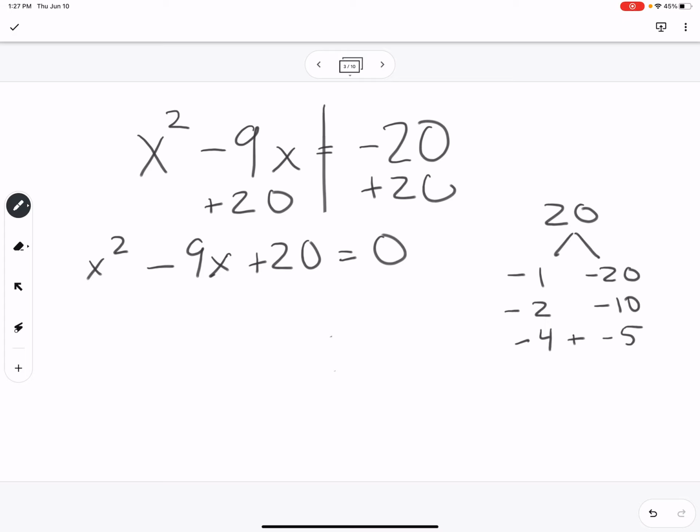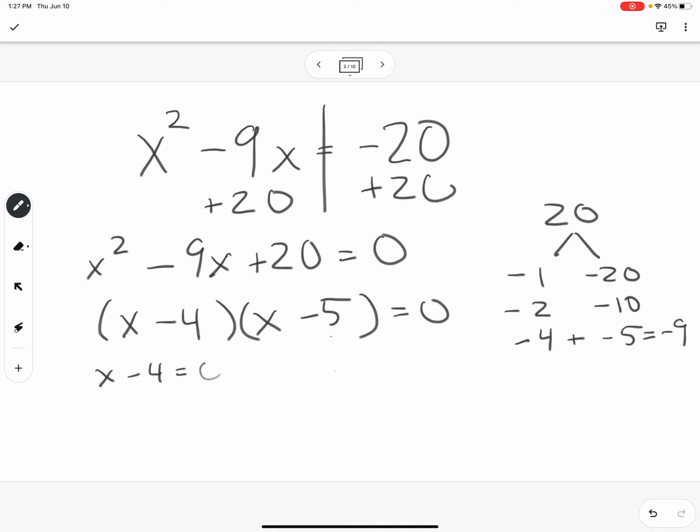-4 plus -5 will give me -9. So now I'm going to write my two factors, put my two sets of parentheses. I had -4 and -5. But we're not done. We're not just going to say that's the answer because remember, we have to solve our little one-step equations, or if you know the cheat way, just change the sign. So x equals 4 and x equals 5. And boom, you did it. Yay, factoring.